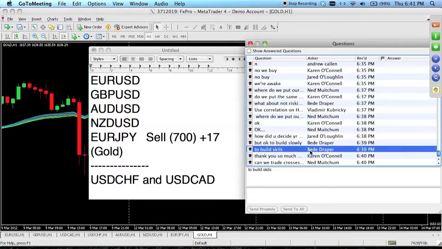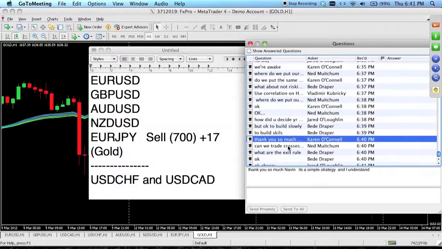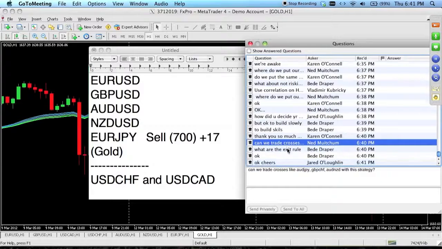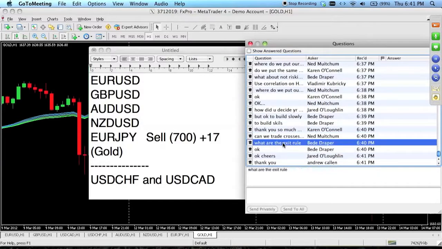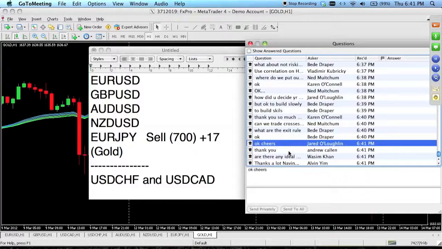Okay, Bede, yes, build slowly. Build skills, yes. Karen, thank you so much. It's simple strategy and I understand. You're very welcome. I'm glad you understood that. Can we trade crosses? Yes, you guys can trade crosses as long as the spreads are not too big. What are the exit rules? The exit rules, obviously, once you exit the perfect trade, you exit everything else. Jared, thank you, thank you.